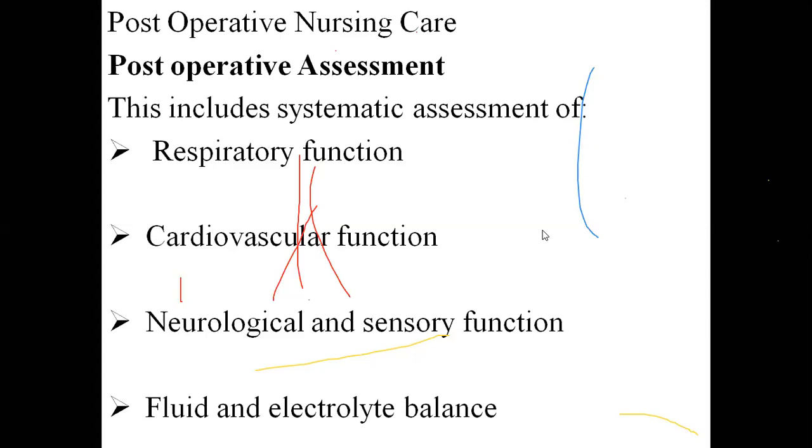For the cardiovascular function, you check the blood pressure, the pulse rate, and the circulation and oxygen saturation. All of this you check. Then neurological and sensory function, you want to check if the patient is conscious, if they feel pain. All of this is important for you to check post-operatively so that you will know if patients are deteriorating and you can quickly signal the managing physician to come in when necessary.